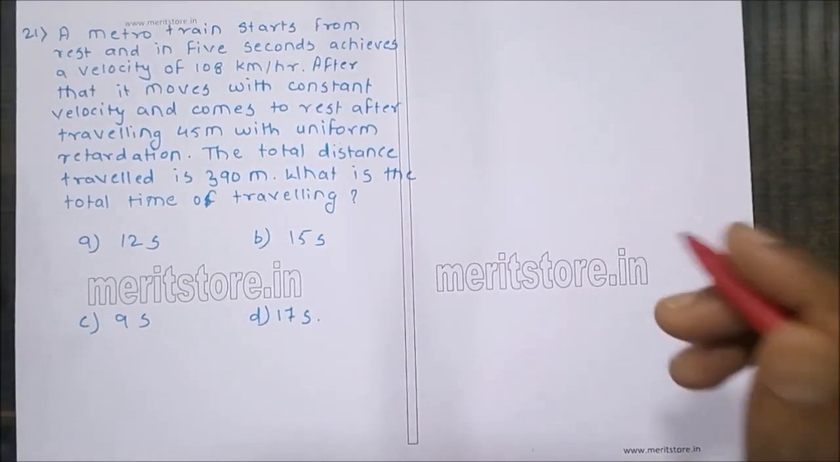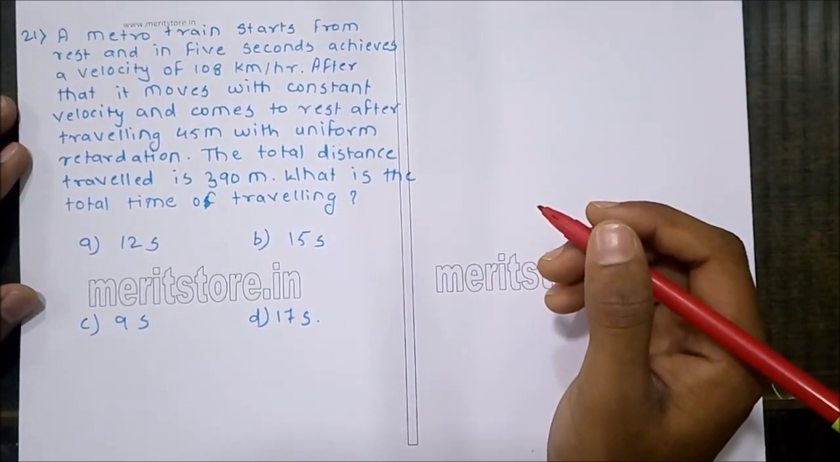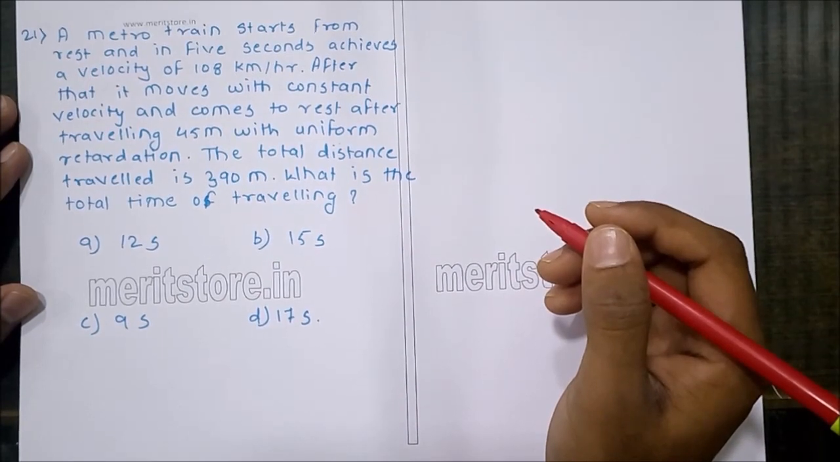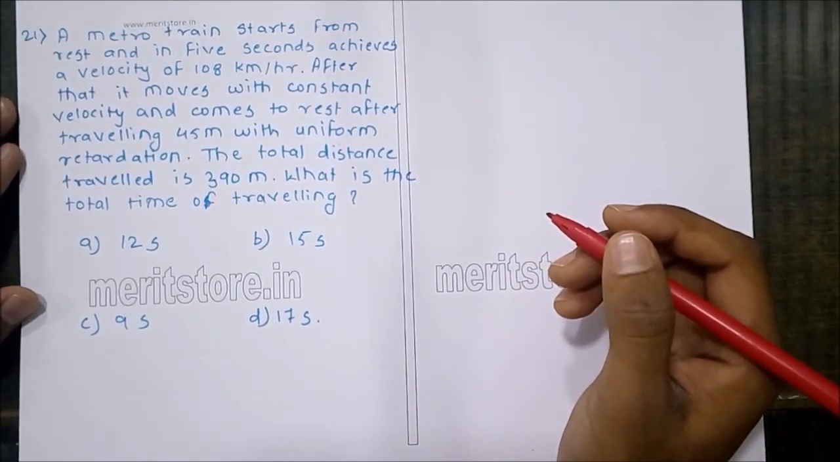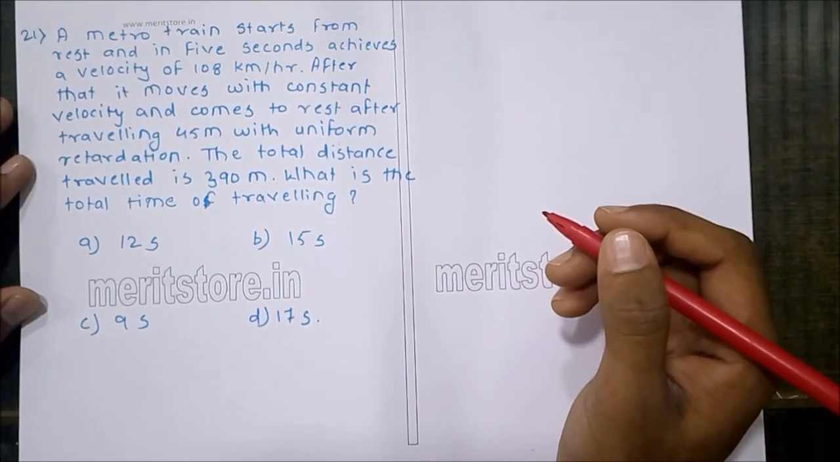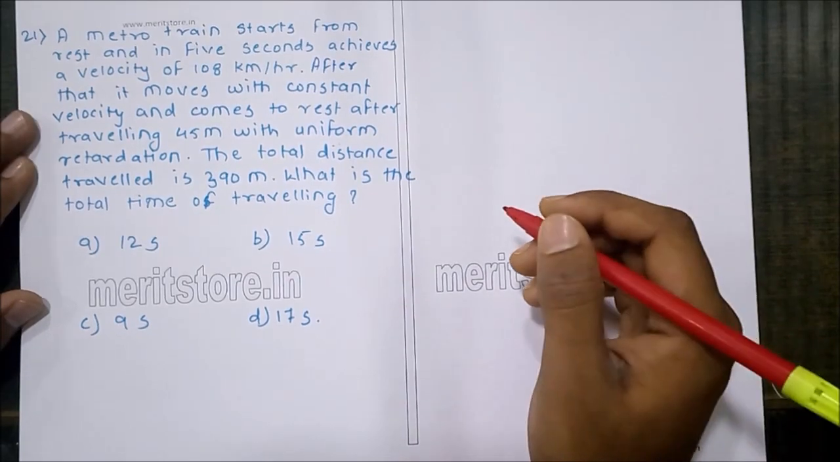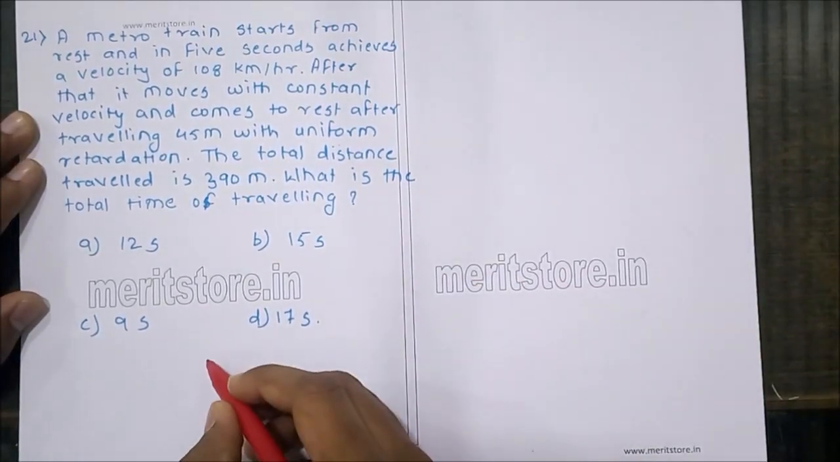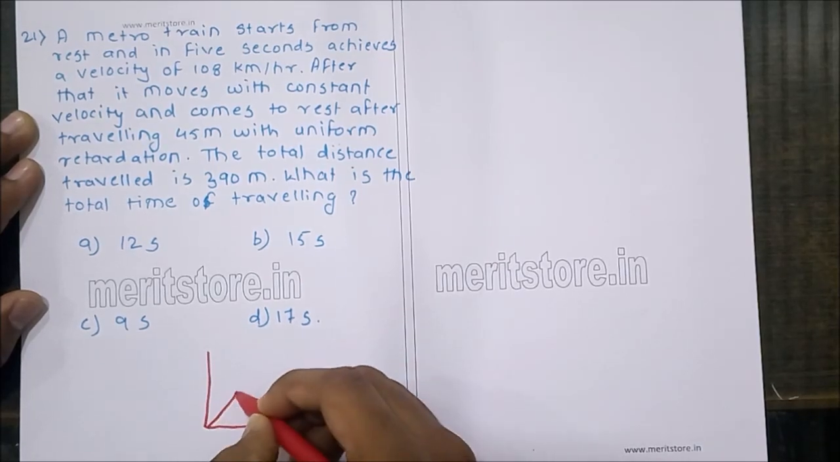A metro train starts from rest and in 5 seconds achieves a velocity of 108 km per hour. After that, it moves with a constant velocity and comes to rest after traveling 45 meters with uniform retardation. The total distance traveled is 390 meters. What is the total time of traveling? The four options given are 12 seconds, 15 seconds, 9 seconds and 17 seconds. In order to solve this sum, let us draw the graph of how exactly the train is moving.